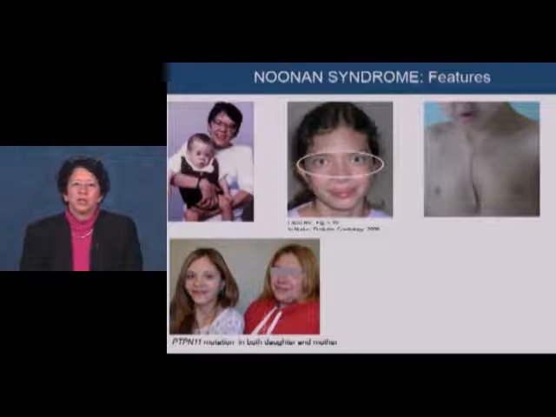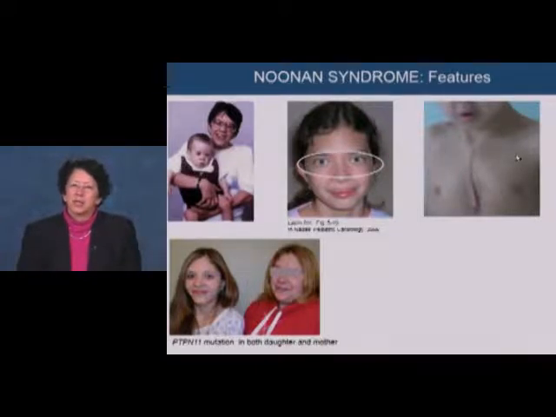You can notice that her ears are low set, and she also has a congenital heart defect. This child illustrates the type of webbing that we see in Noonan syndrome. It's a prominent trapezius muscle. This is a pectus. Notice how it's S-shaped.